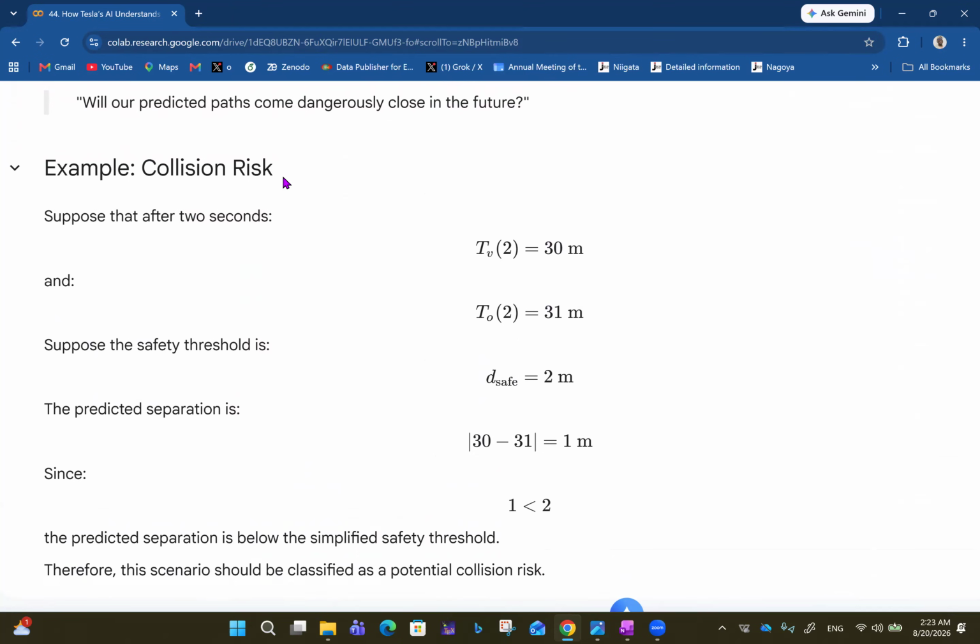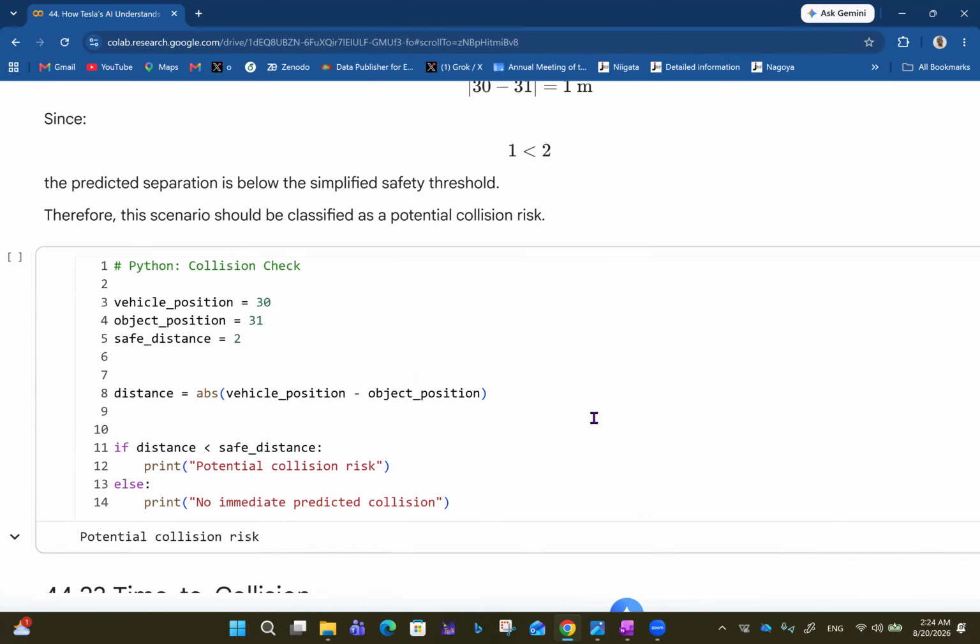Let's take an example of collision risk. Suppose that after 2 seconds, T_V(2) is 30 meters and T_O(2) is 31 meters. Suppose the safety threshold is 2 meters. The predicted separation is 1 meter, and since 1 is less than 2, the predicted separation is below the simplified safety threshold. Therefore, this scenario should be classified as a potential collision risk. You don't want to be in that situation where you are below the safety threshold.